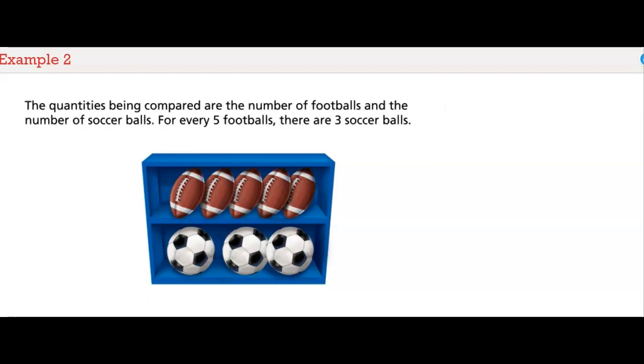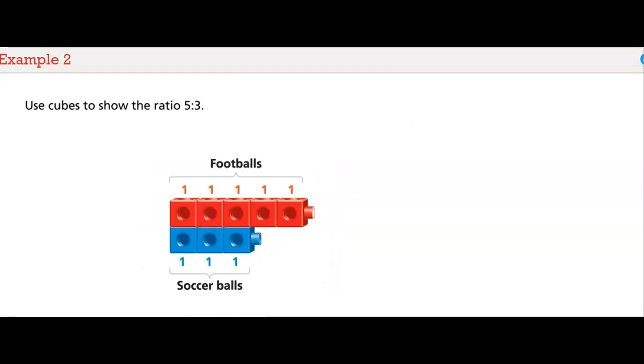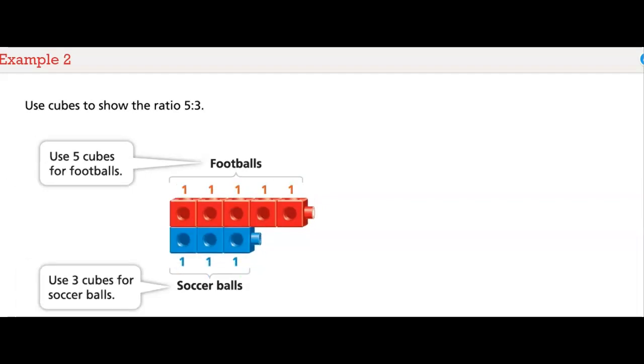The quantities being compared are the number of footballs and the number of soccer balls. For every 5 footballs, there are 3 soccer balls. Use cubes to show the ratio 5 to 3. Use 5 cubes for footballs. Use 3 cubes for soccer balls.